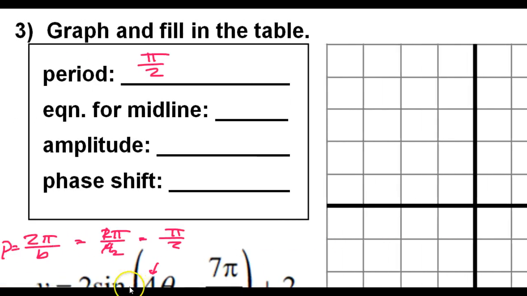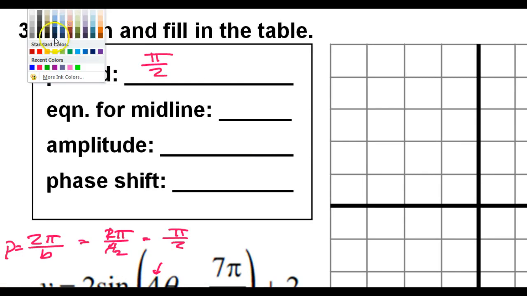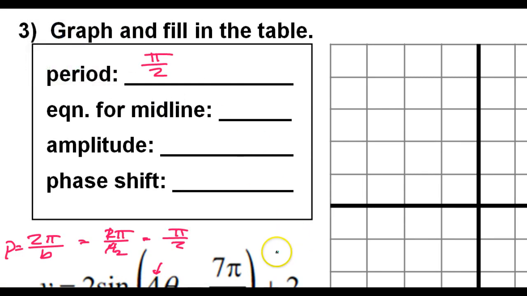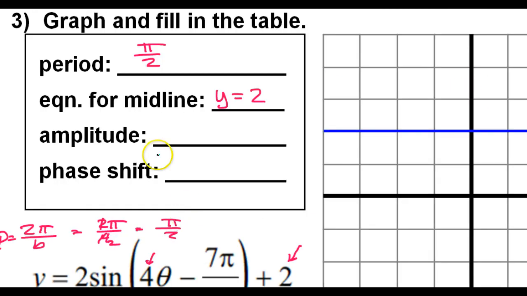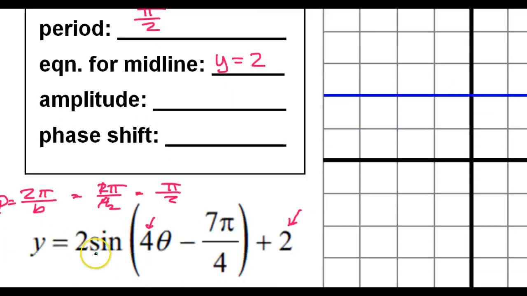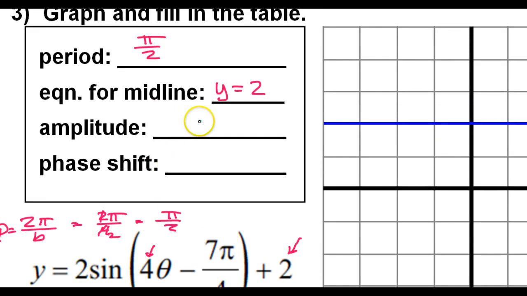Alright, let's talk midline. The midline is always going to be this number right here. So that's why the midline is going to be y equals 2. Don't forget your y equals. In other words, a horizontal line at 2. Let's draw that. Now, the amplitude is just going to be this number that's here in the front. So the amplitude, the a value, is just going to be 2. That means I'm going to go up 2 and down 2 from the midline.